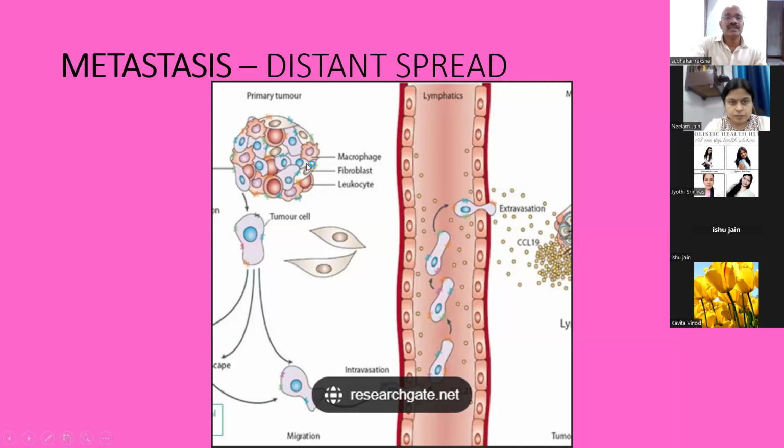Normally the cells are glued to one another by adhesion molecules. But when cancer develops, there is a gradual loss of the adhesion molecules. So the tumor cells are free. Adhesion molecules help in binding the tumor cells to one another. But in tumor cells, there is a decreased expression or loss of expression of the adhesion molecules. So the tumor cells are free.